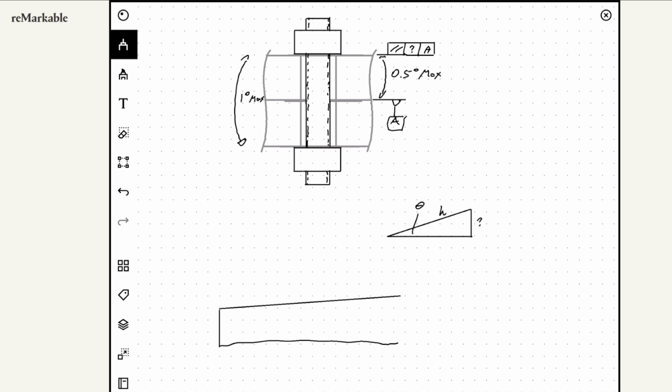Sorry, 100 millimeter plate is actually the number we'll be using. So we've got 100 millimeters, and we've got a target angle of 0.5 degrees. And this is our datum right here.